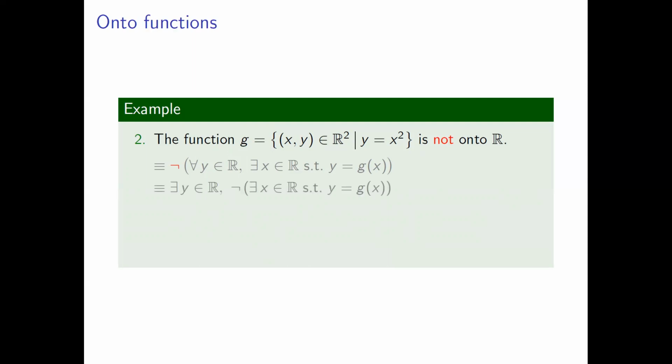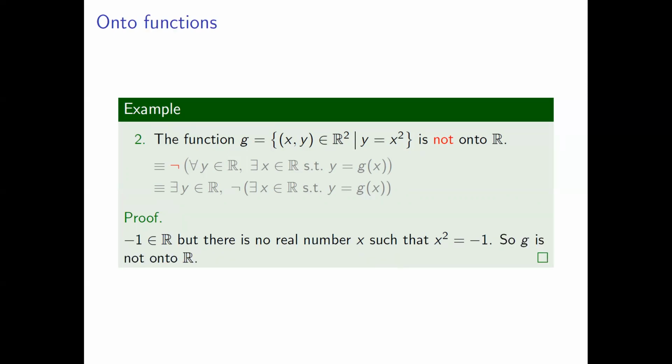Equivalently, there is a real number y such that there is no real number x for which y equals g of x. Indeed, consider negative 1. Negative 1 is a real number, but no real number has square equal to negative 1. So g is not onto the set of real numbers, as claimed.